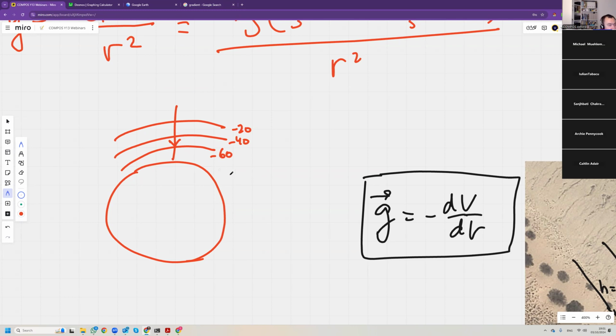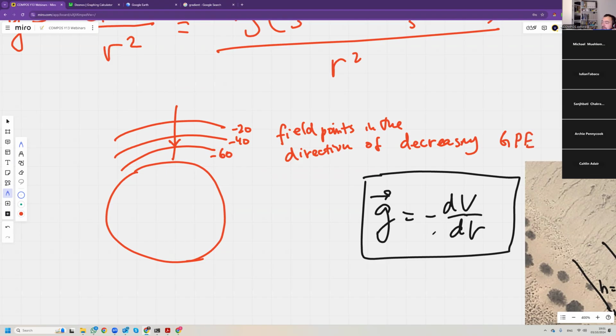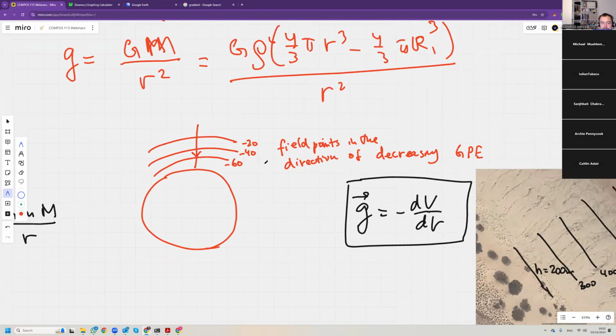Gravity, the field, points in the direction of decreasing gravitational potential energy. That's why it's minus. It actually makes a lot of sense. If you go along the field line, you reduce your potential. Okay. Does that make sense?